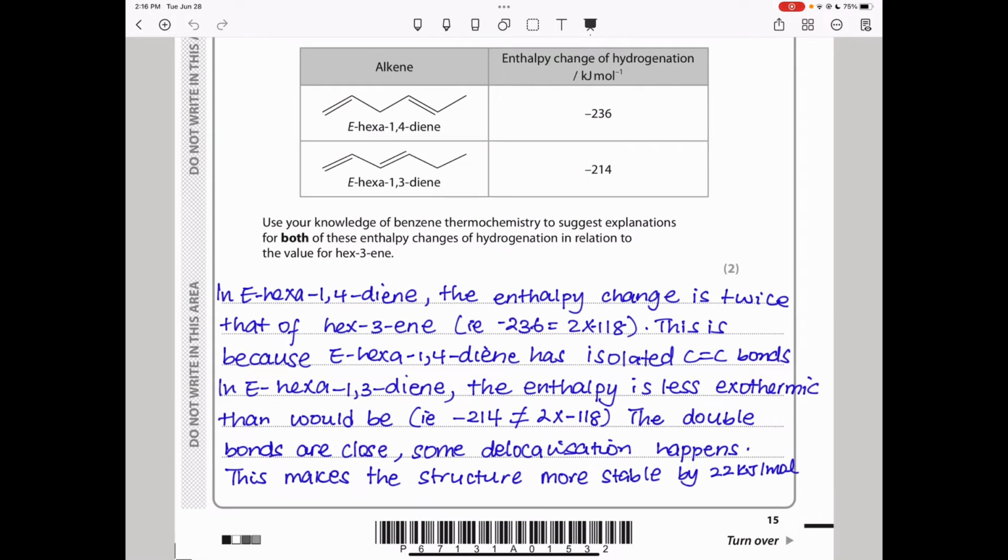So here I said in E-hexa-1,3-diene, the enthalpy change is less exothermic. That would be that. So this is not twice that, and the double bonds are close. Some delocalization happens. Yes, the double bonds being closer, some delocalization happens, and this will make the structure more stable by 22 kilojoules. How do I know? You have to get this value minus that. It's going to be about 22 kilojoules per mole. So I will continue to the next part.